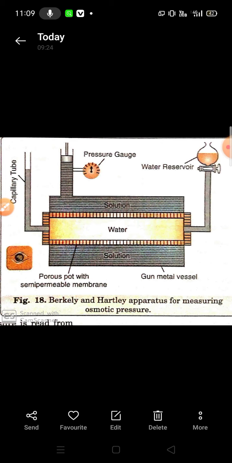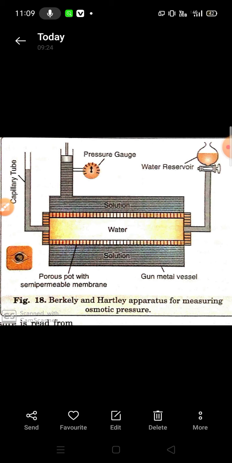This apparatus consists of a porous pot, and that porous pot contains deposited ferrocyanide, which acts as a semi-permeable membrane, and it is fitted into a bronze cylinder which is fitted with a piston and pressure gauge. When water placed in the porous pot tends to pass into the solution through the semi-permeable membrane, the level in the capillary indicator moves downwards.